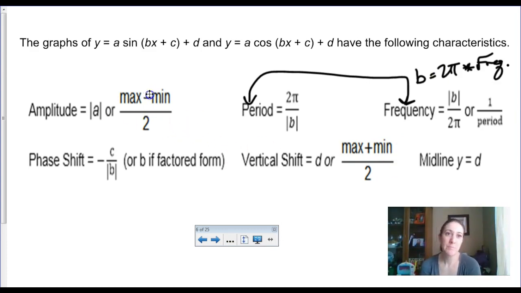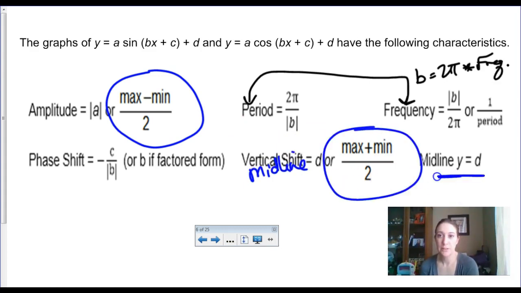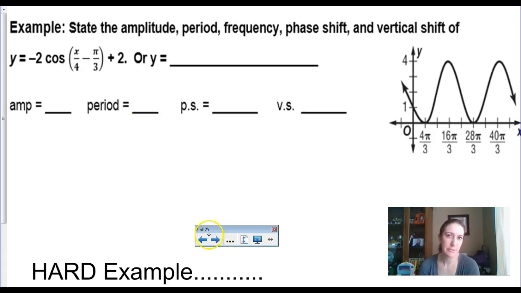So finding the amplitude, you can find max minus min divided by 2. Basically, it's half the range, if you want to think of it that way, because max minus min would be the range. The vertical shift, or the midline, is max plus min divided by 2, and that's what they wrote here, midline. And then formula for period and frequency, we have that down. This is the correct formula here. It is just C if it's in factored form. That's the typo there. Yeah. So like I said, I always rewrite them in factored form.